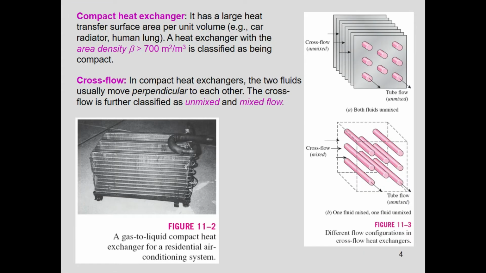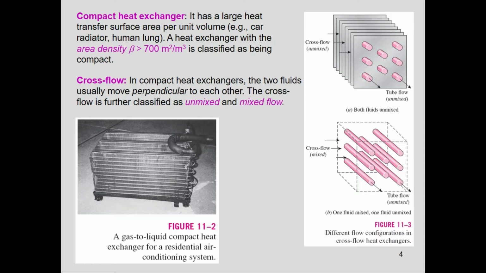Another type of heat exchanger, which is specially designed to realize a large heat transfer surface area per unit volume, is known as the compact heat exchanger, right? The ratio of the heat transfer surface area of a heat exchanger to its volume is called the area density, which is represented by beta. A heat exchanger with an area density greater than 700 meter square per meter cube is classified as a compact heat exchanger. So examples of compact heat exchangers are car radiators.